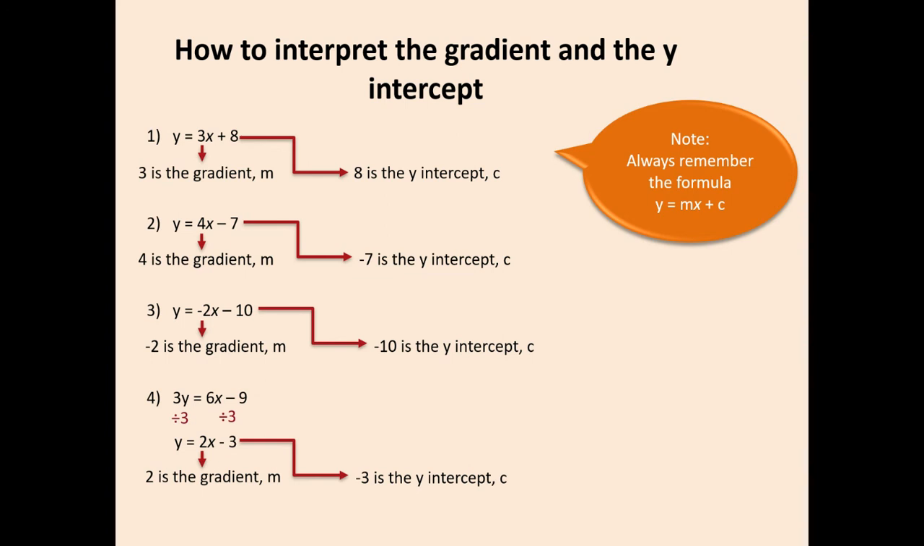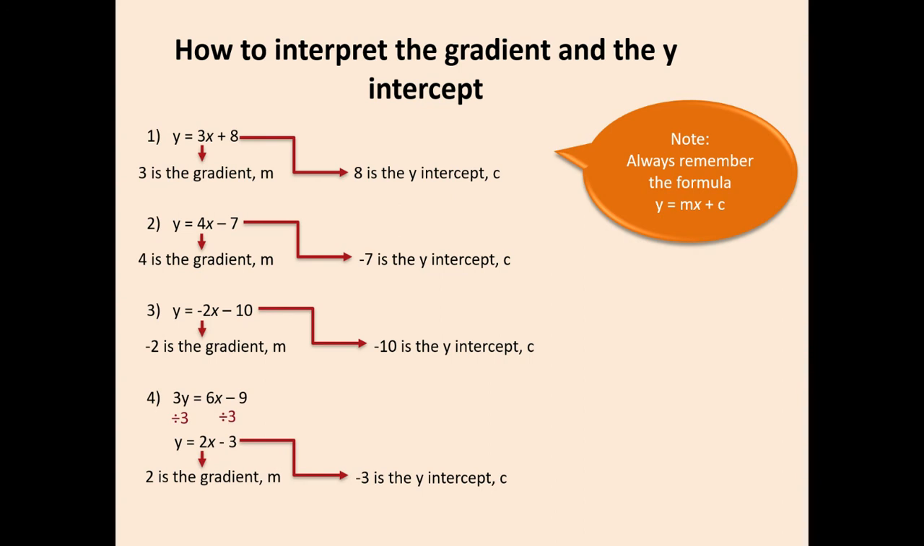And then question 4, this one's a little bit trickier now because 3y is equal to 6x minus 9. Now, as you can clearly see, it's not in the form y is equal to mx plus c. There's a coefficient in front of the y. So all I need to do to get rid of that 3 in front of the y is divide everything by 3, because 3y divided by 3 just gives me y. So if I divide the whole equation by 3, I'm left with y is equal to 2x minus 3.